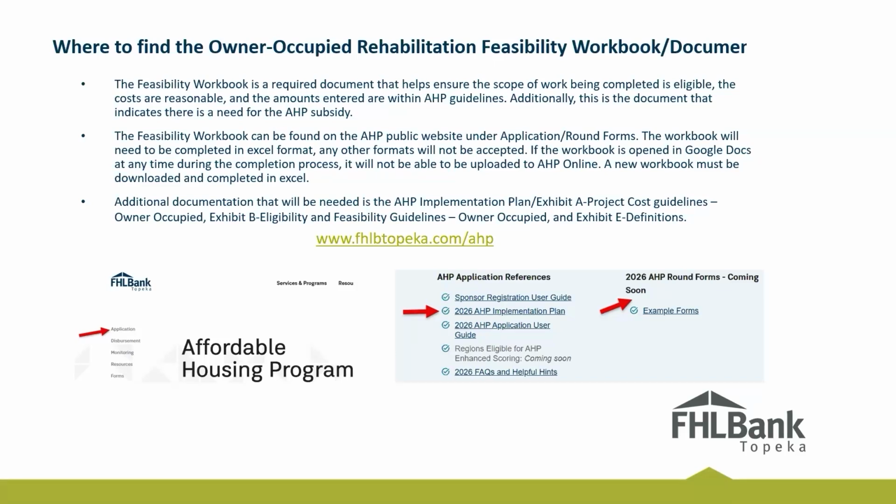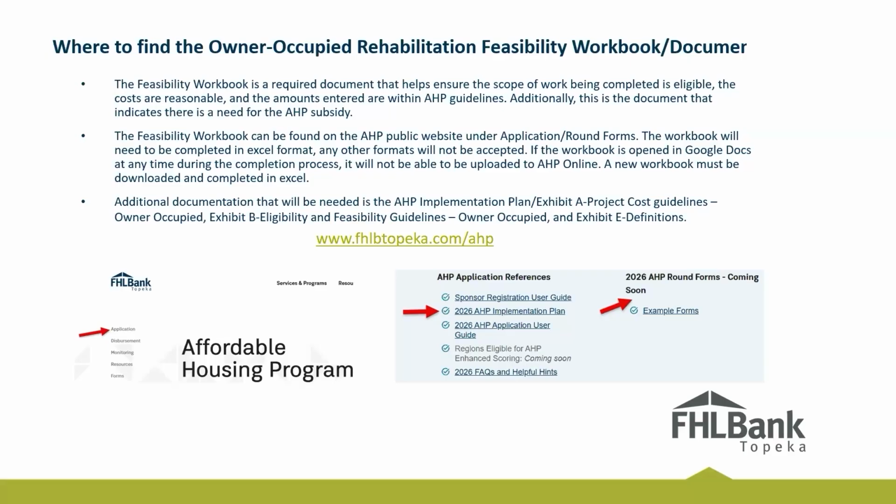The feasibility workbook can be found on the AHP public website under Application, Round Forms. The workbook will need to be completed in Excel format, and any other formats will not be accepted. If the workbook is opened in Google Docs at any time during the completion process, it will not be able to be uploaded to AHP Online. A new workbook must be downloaded and completed in Excel.